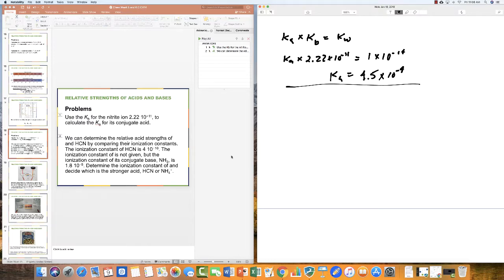We can determine, looking at the second problem, we're going to have to come back and look at this one later because it's not written out properly.